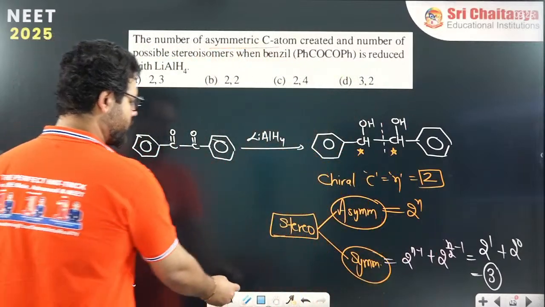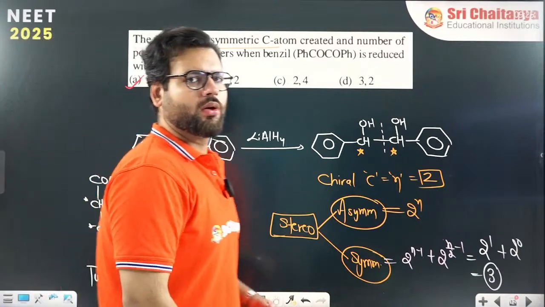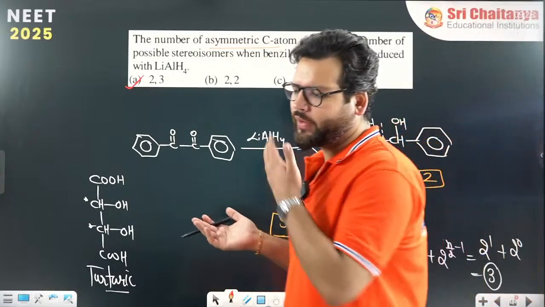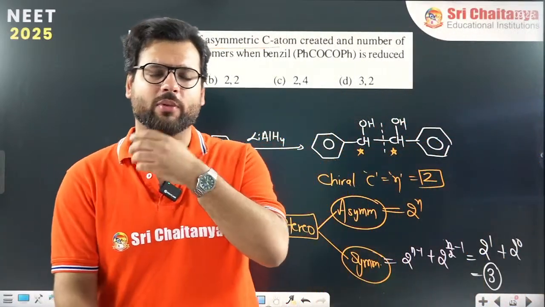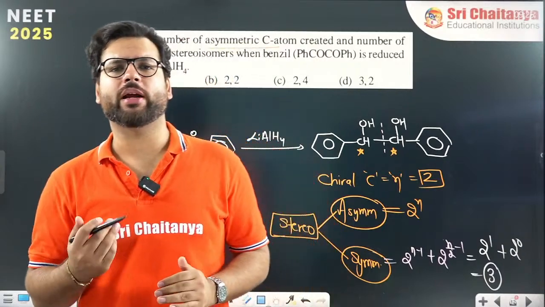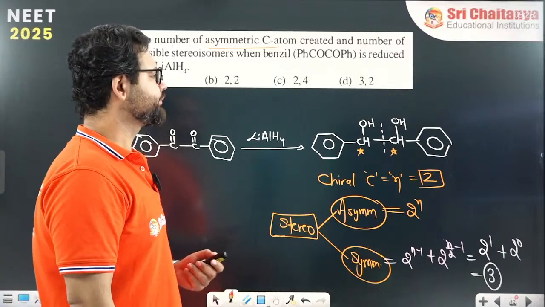2 and 3, yes, good. Those who have answered 2 and 3 is correct. Remember this now. When the molecule is asymmetrical, you directly put 2^n. When the molecule is symmetrical and an even number of chiral carbons are there, it is 2^(n-1) + 2^(n/2 - 1). Okay, like this you need to solve it.